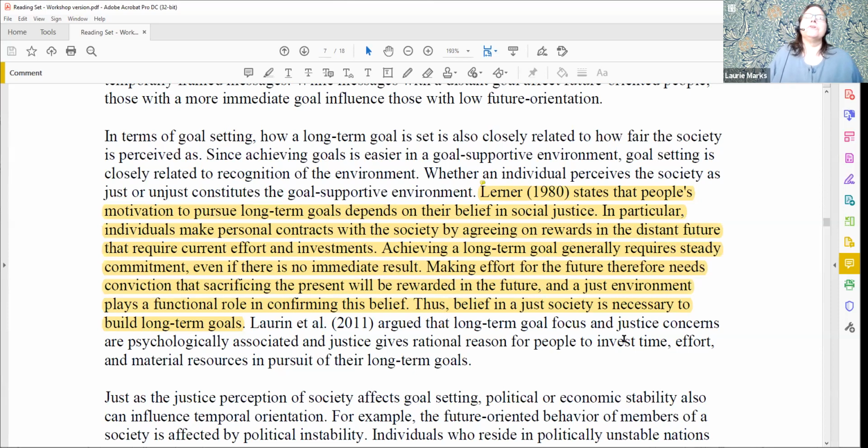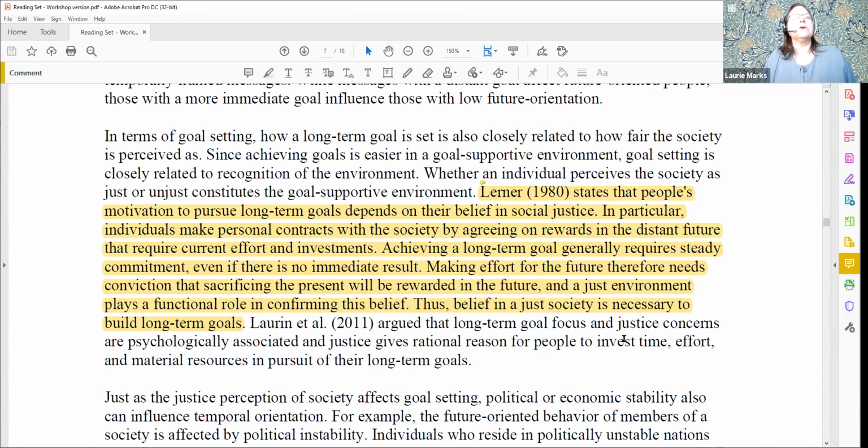So here we go. Lerner, 1980, states that people's motivation to pursue long-term goals depends on their belief in social justice. In particular, individuals make personal contracts with the society by agreeing on rewards in the distant future that require current effort and investments. Achieving a long-term goal generally requires steady commitment, even if there is no immediate result. Making effort for the future therefore needs conviction that sacrificing the present will be rewarded in the future. And a just environment plays a functional role in confirming this belief, that is, the belief that the sacrifice will be rewarded. Thus, belief in a just society is necessary to build long-term goals.